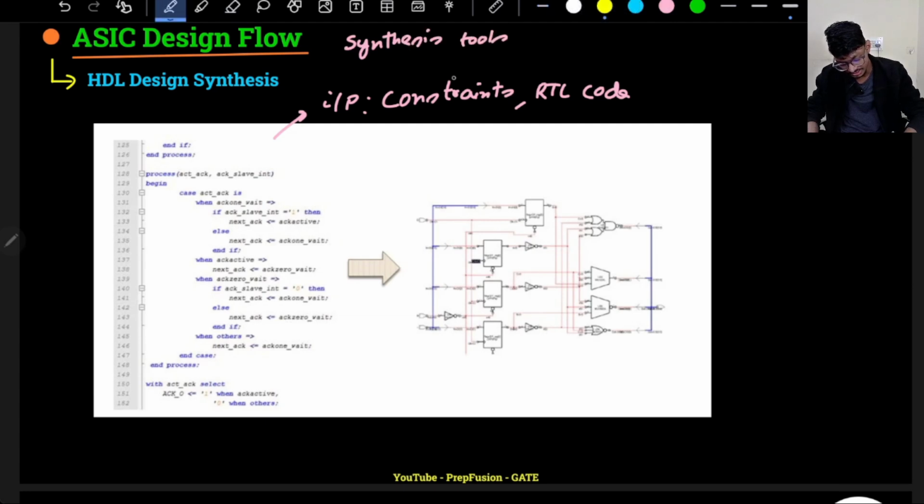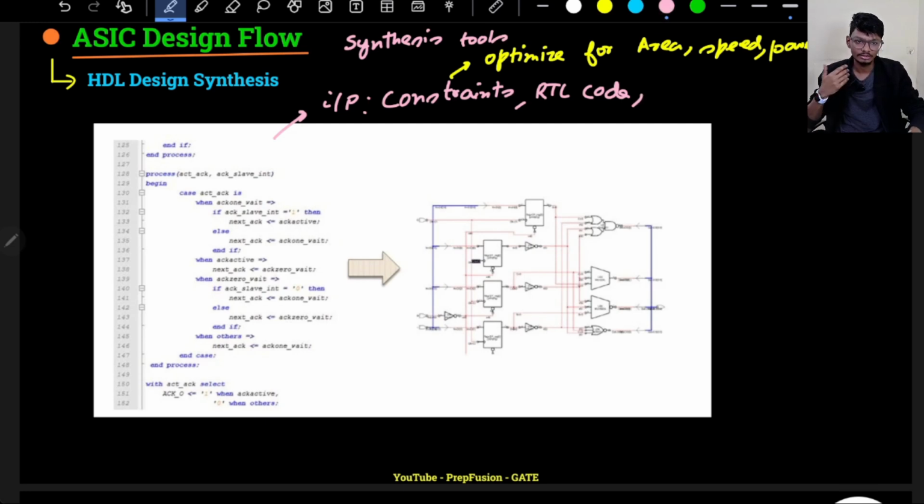So what are these constraints? These constraints are used to optimize for what I want to design. Optimize for, let's say, area: my area must be this, speed, power, and more. Then the RTL code, of course I will give.